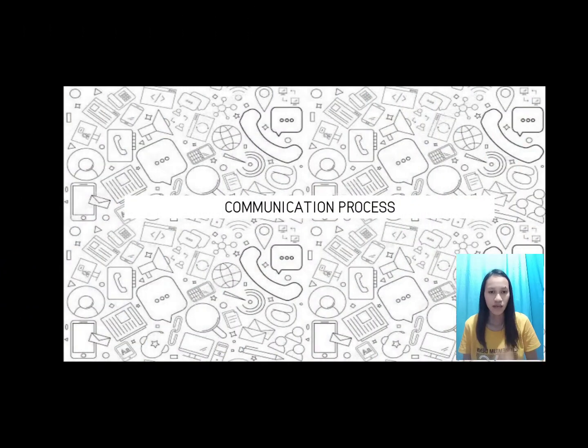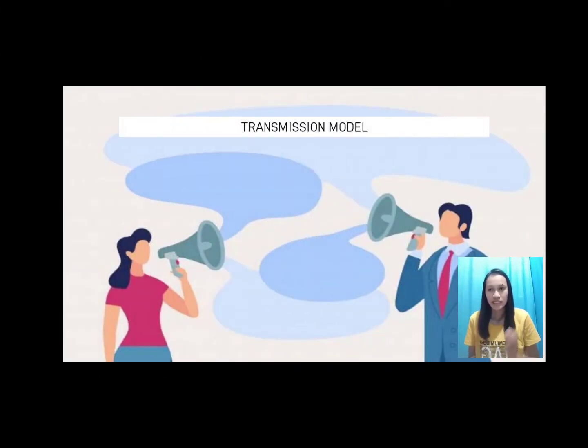In this category, we chose communication process. When we say communication process, it is made up of four components: encoding, medium of transmission, decoding, and feedback. In communication process, there are three types of communication: the transmission model, interaction model, and the transaction model. From these three, we chose the basic principle, which is the transmission model.